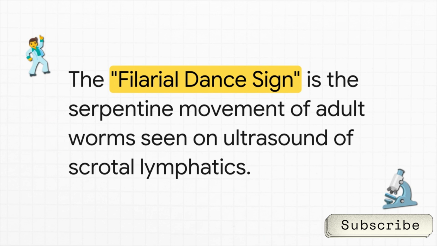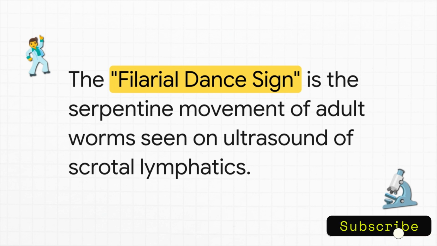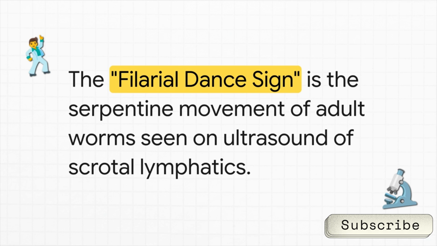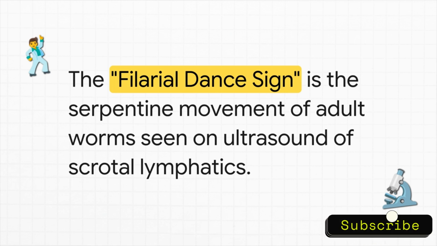Okay, get ready for an absolute gift for your exams. This is a buzzword you've got to know. The filarial dance sign. It's a pathognomonic sign, meaning if you see it, the diagnosis is made. On an ultrasound, usually of the scrotal lymphatics, you can literally see the live adult worms writhing and moving around. It's pretty wild. If you see this in a question, you know the answer.